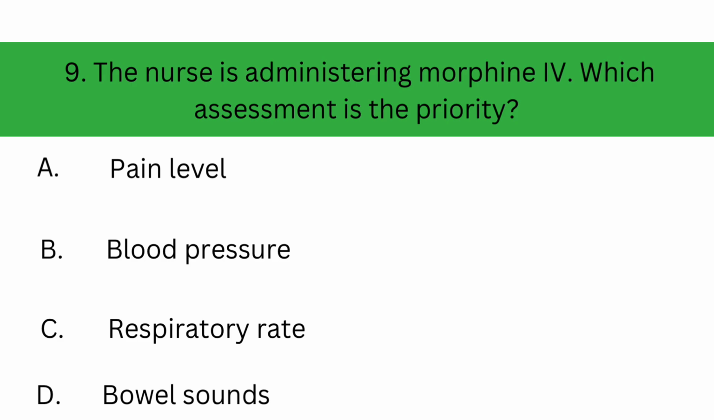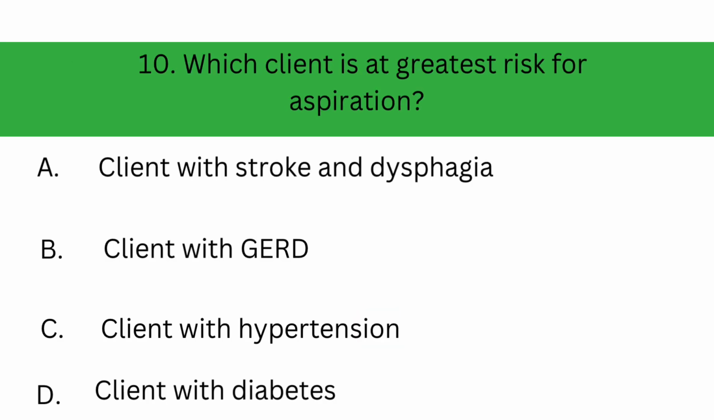9. The nurse is administering morphine IV. Which assessment is the priority? A. Pain level. B. Blood pressure. C. Respiratory rate. D. Bowel sounds. Correct answer: C.